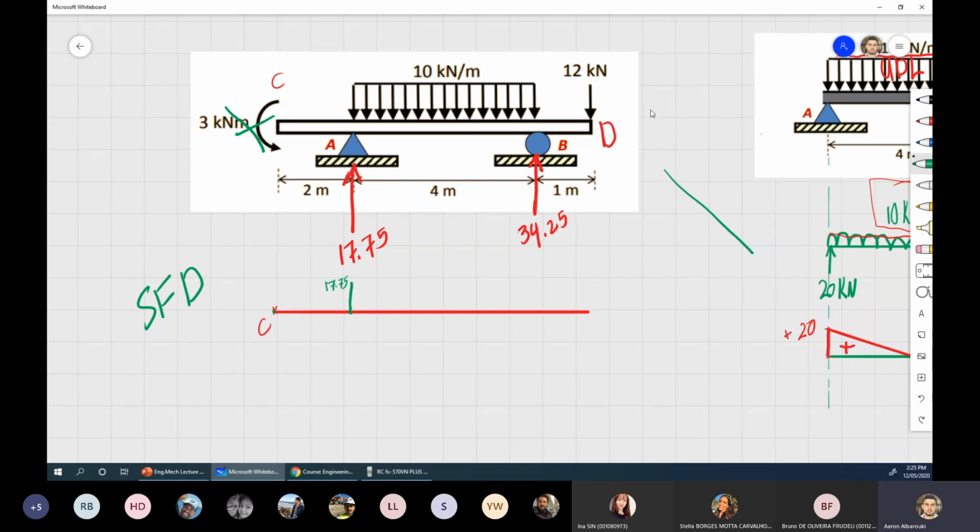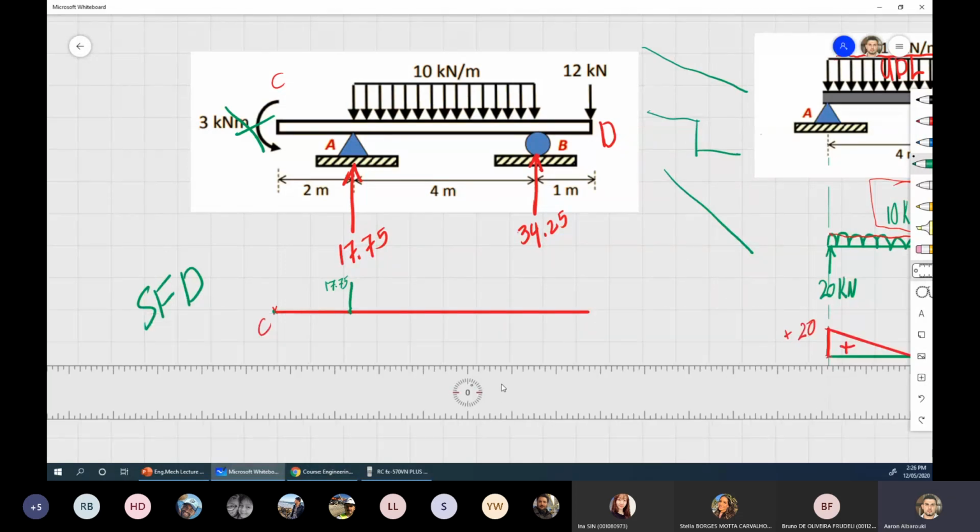I don't have to think through it. I know straight away it's a declined line, straight away. That's the decision already made, because I've got a UDL. I've got UDL, that means I've got decline. Now, how much is the decline? That's the second question I asked. It's 10 by 4, 40.